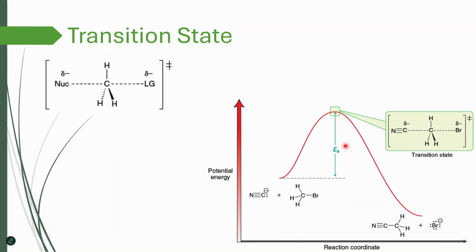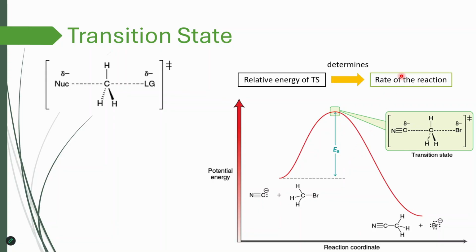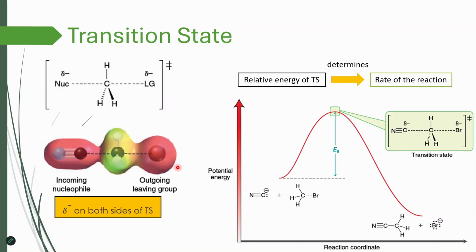And just like with any reaction, the relative energy of the transition state determines the rate of the reaction. The higher the energy of the transition state, the higher the activation energy is going to be, and then the rate of reaction will be slow. And I'm going to use the previous picture that we introduced in the previous slide, where we have incoming nucleophile and outgoing leaving group on the same transition state, and they are both negatively charged, so we want them as separate as possible. So this is the picture we used to explain the back attack.